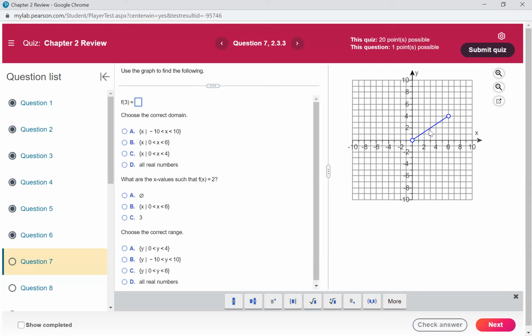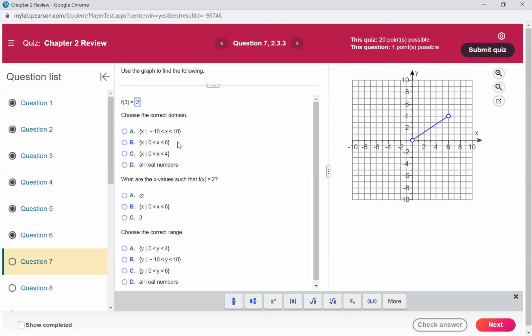So when x is 3, f of 3 means, well, what's the y value when x is 3? So y'all, can you see what that y value is when x is 3? And I hit that line. That y value, if you go left on the line, is at a positive 2. So in the blank, we would put 2 for that part, okay?